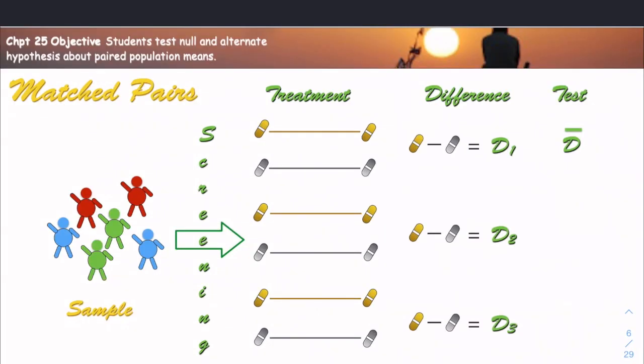With matched pairs, if we want to block an experiment, we want to measure the difference in a drug versus a placebo, which is different than subtracting the means of each group.